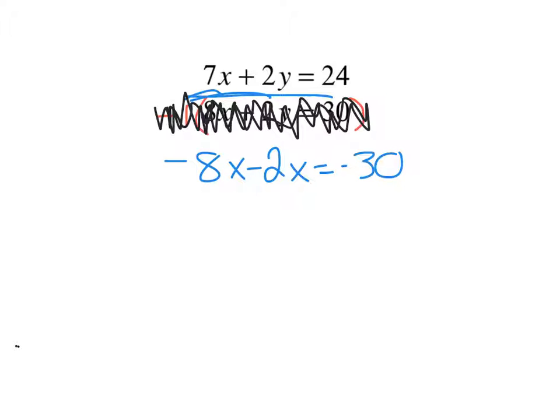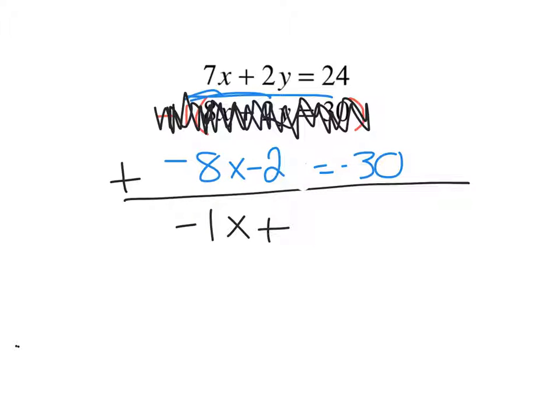So now I look at my problem, and I'm going to go ahead and add down. So I have positive 7, negative 8. That's going to be negative 1x, adding down, plus, oops, this isn't an x. I put x there. And really, it should have been a y, obviously. And then 2y, negative 2y is going to be 0y. And 24 and negative 30 is going to be negative 6.